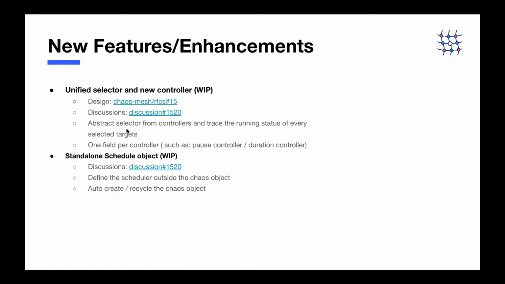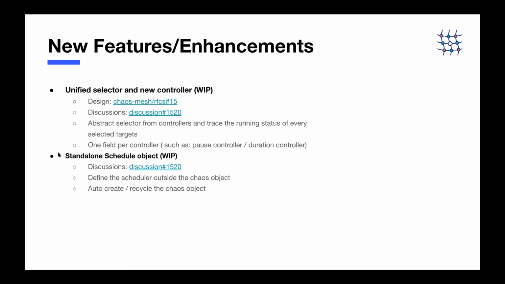This feature will abstract a selector from controllers and trace the rolling status of every selected target. Also, we will add some new controllers, such as a duration controller, which can be used to measure the logic of the duration time of the chaos action.